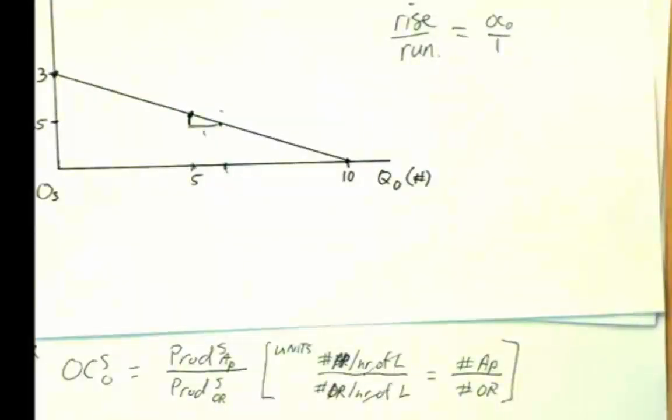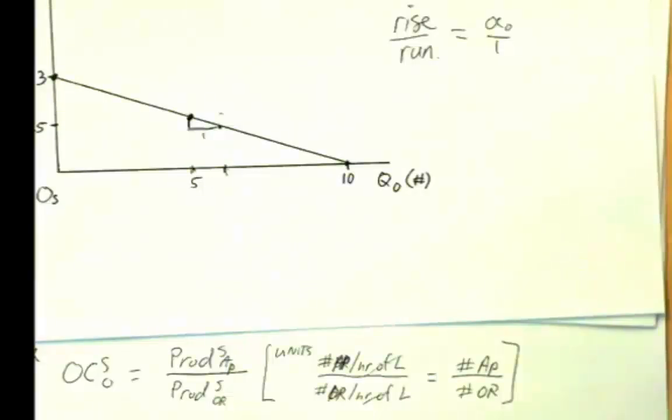The slope of this line is minus 3 tenths, so the opportunity cost of oranges for Smith is actually 3 tenths. But we can also recognize that that value 3 up there was actually equal to the productivity of apples for Smith, right? So the vertical distance, 3, is the productivity of apples. And the horizontal distance, 10, is the productivity of oranges. So one way to get the opportunity cost of orange production for Smith is to take the productivity of apples divided by the productivity of oranges for Smith. And that's going to give us the opportunity cost. So that's the second definition of opportunity cost.